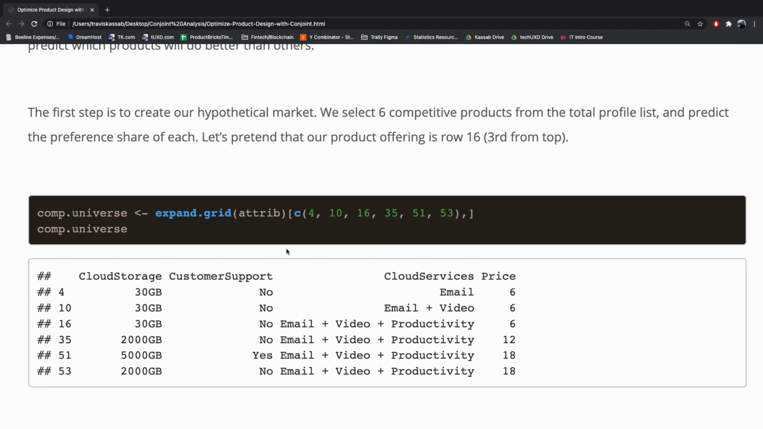However, experts over time have seen that preference share is a decent proxy for market share. Maybe not to estimate it in absolute terms, but in relative terms. What I mean by that is that if product A wins more preference share than product B, then product A is likely going to win more market share than product B. So these simulators are directional. We call them directionally accurate. Okay, just getting that out of the way, the first thing to do is to create your hypothetical market.